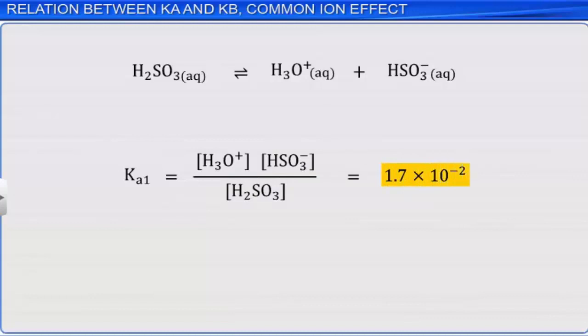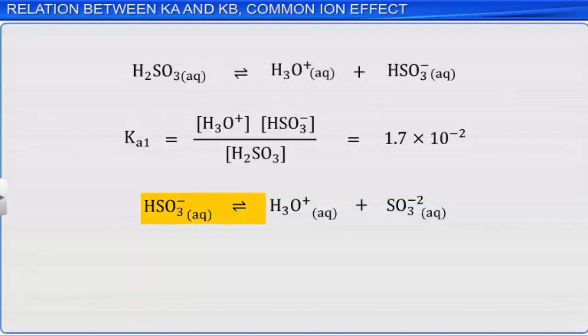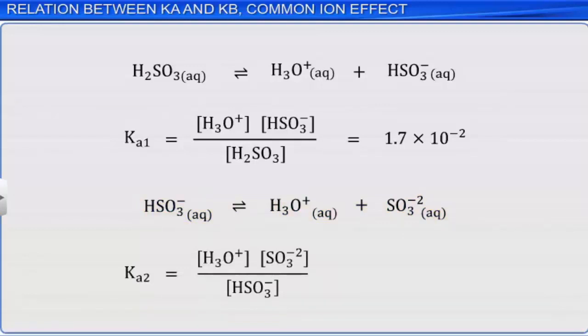Similarly, the ionization reaction of HSO3- can be represented as HSO3- aqueous in equilibrium with H3O+ and SO3^2- aqueous. The second dissociation constant, represented by Ka2, is equal to the product of the concentrations of H3O+ and SO3^2- divided by the concentration of HSO3-. The experimental value for this dissociation is equal to 6.4 × 10^-8.